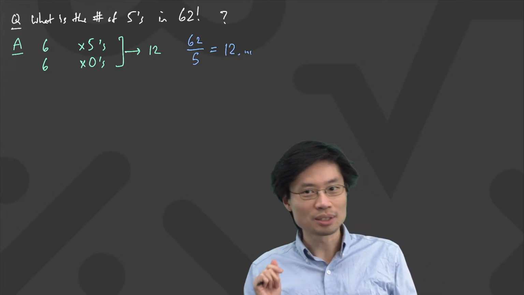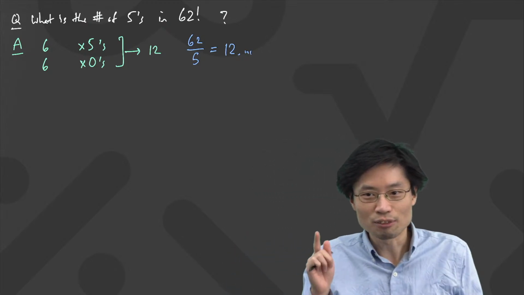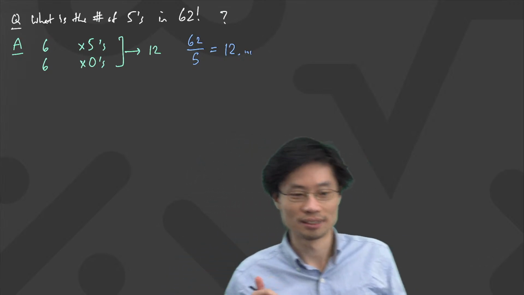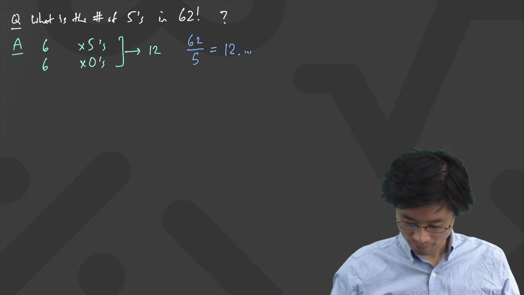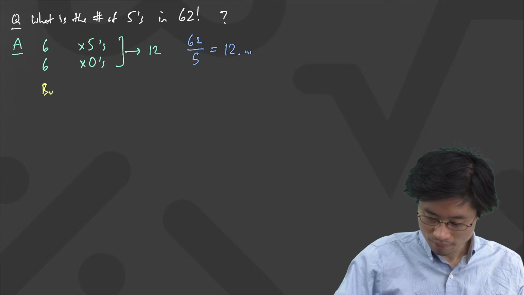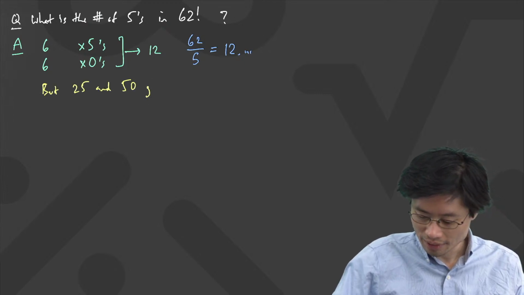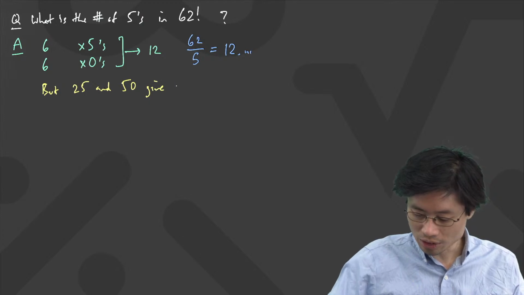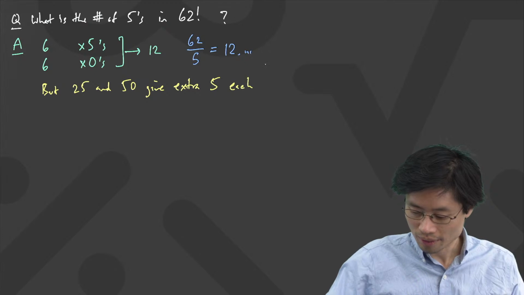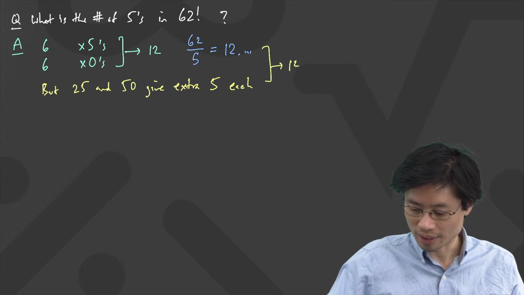But there's something a little bit annoying about this question. There's a few more. Dhruva. I think 25 and 50 also have an additional factor of 5. 25 and 50 give an extra 5 each. So actually this gives you 14.